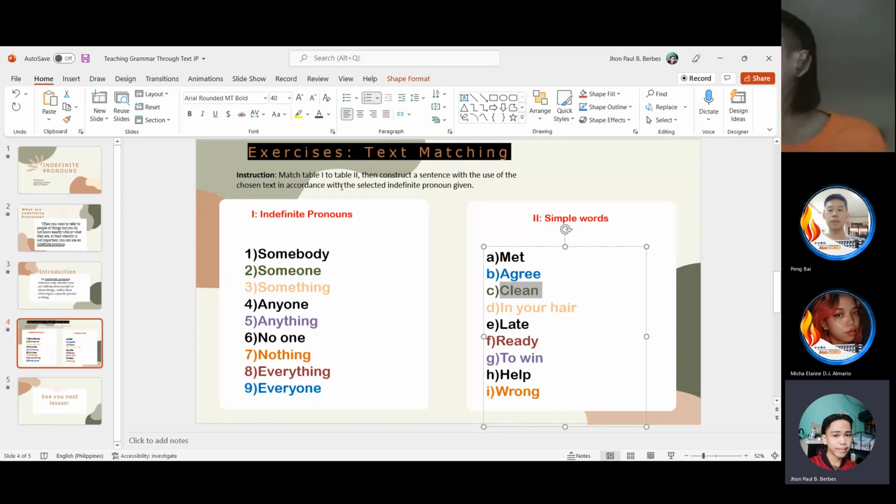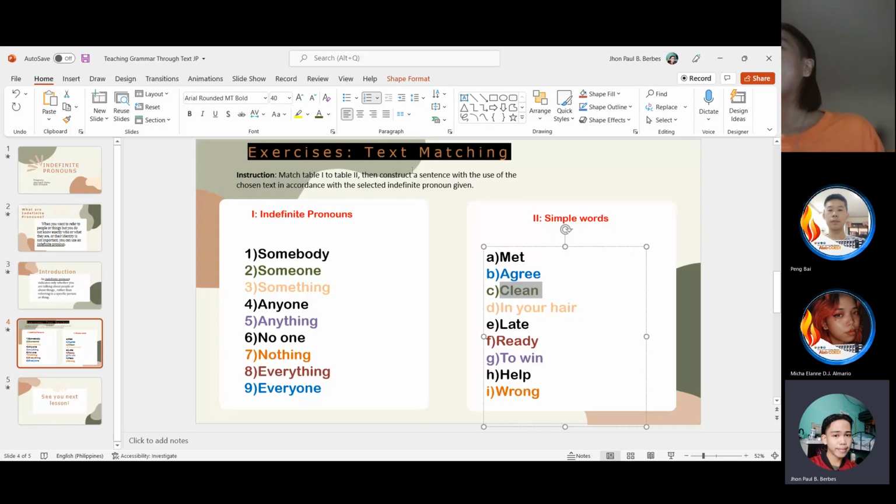Okay. And number three, no one came late today. Just like "nothing," "no one" means no person in the group. So therefore, I think this sentence is also correct. "Nothing" means no thing, no particular thing or specific things are available. Then "no one" is no person. So that is the difference. No one is a person, then nothing is an object.